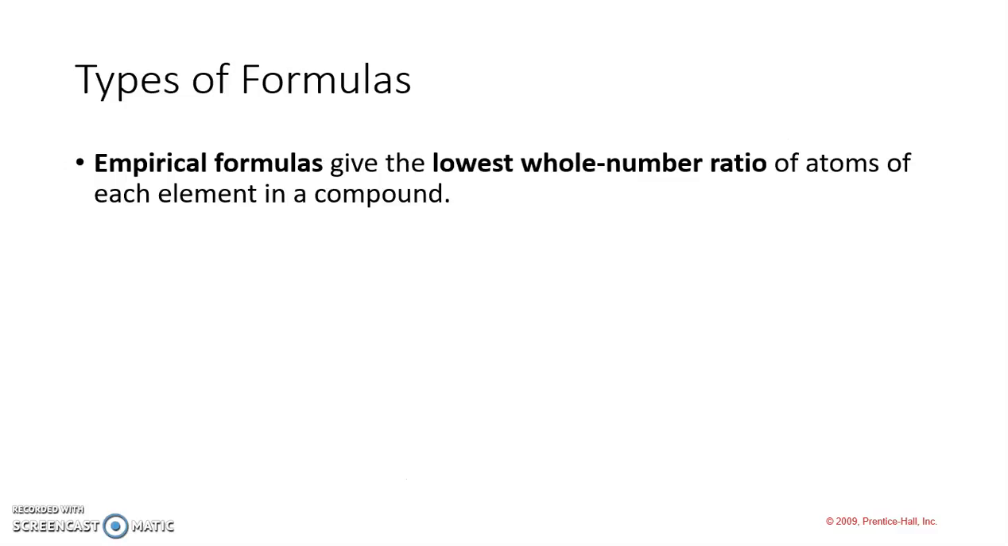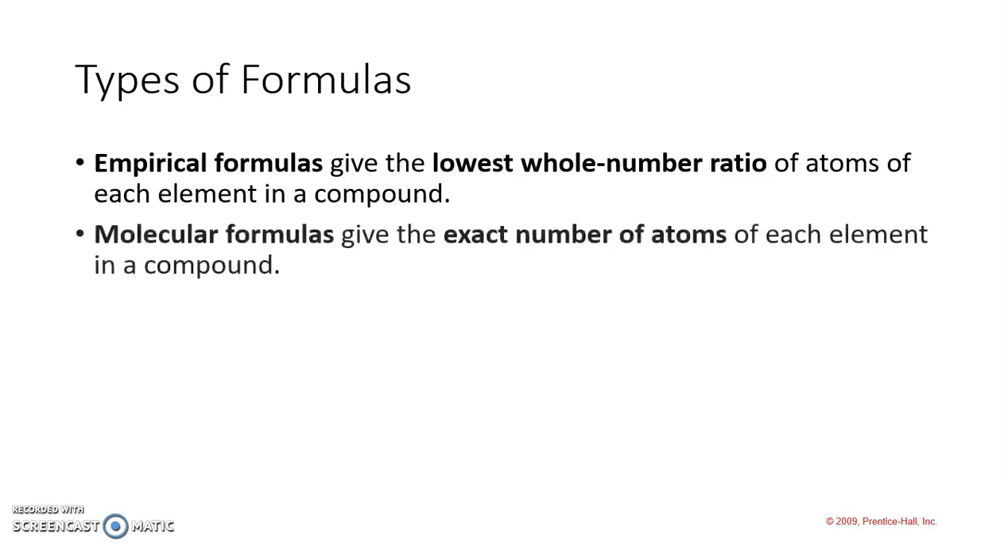All right, there are some different types of formulas, and we are going to learn how to calculate them a little later. So for right now, this is just your definitions. So empirical formula gives the lowest whole number ratio of atoms. So it's basically the reduced formula. The molecular formula gives the exact amount of atoms in the compound. So if there's 7 hydrogens, it'll say H7. Okay, whereas empirical is giving you that reduced form.